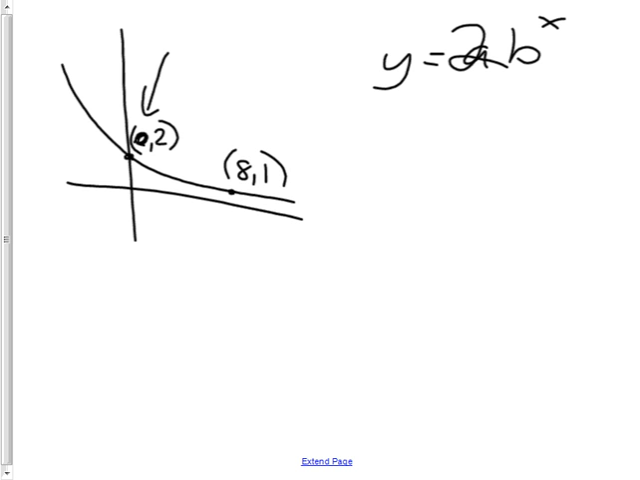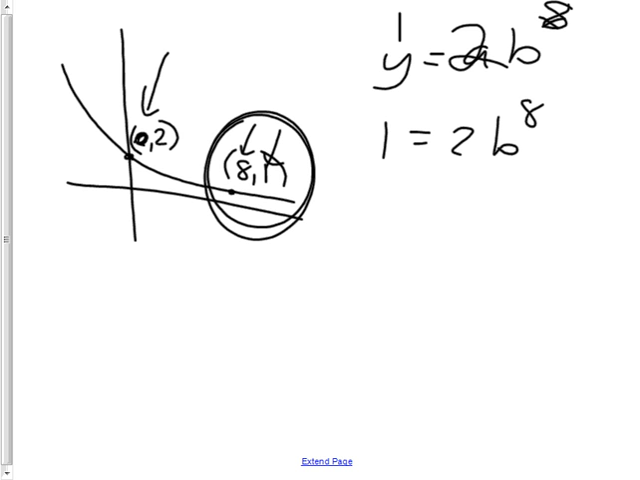Well, this is an xy combo, so I stick that in for x, which is an 8. And the y, which is 1, 1 equals 2b to the 8th. Divide by 2, 1/2 equals b to the 8th. How do I get that 8th power out of there? Put it to the 1/8 power.